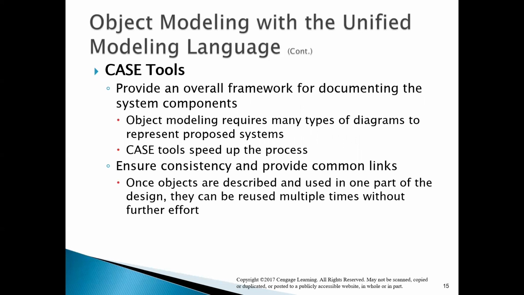Case tools. Case tools provide an overall framework for documenting the system components. It models requirements. Moreover, object modeling requires many types of diagrams to represent proposed systems. Case tools speed up the process. Moreover, case tools ensure consistency and provide common links. Once objects are described and used in one part of the design, they can be reused multiple times without further effort.